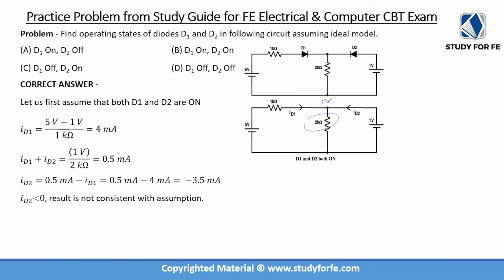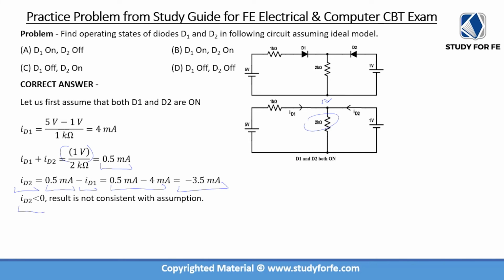So we know that the voltage across this 2 kilo ohm resistor is 1 volt. So 1 volt divided by 2 kilo ohm is equal to 0.5 milliamps, which means that ID2 is simply equal to 0.5 milliamps minus ID1, which is 0.5 minus 3 milliamps, equal to minus 2.5 milliamps.